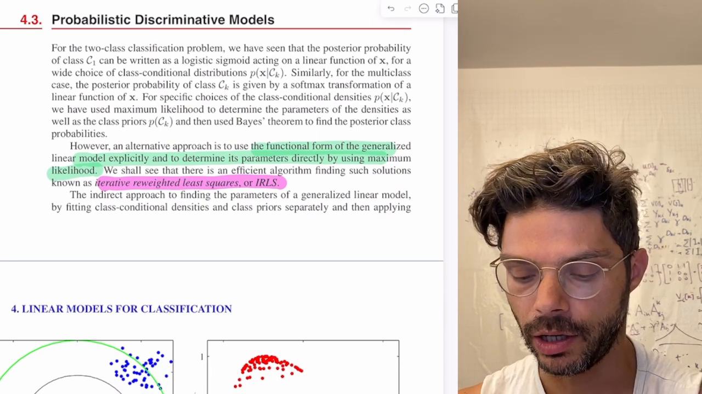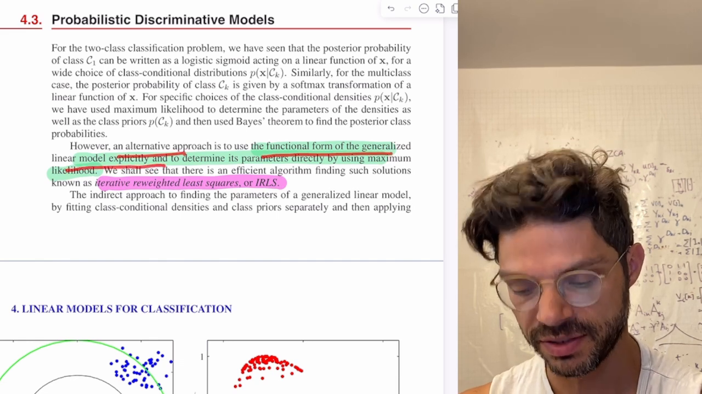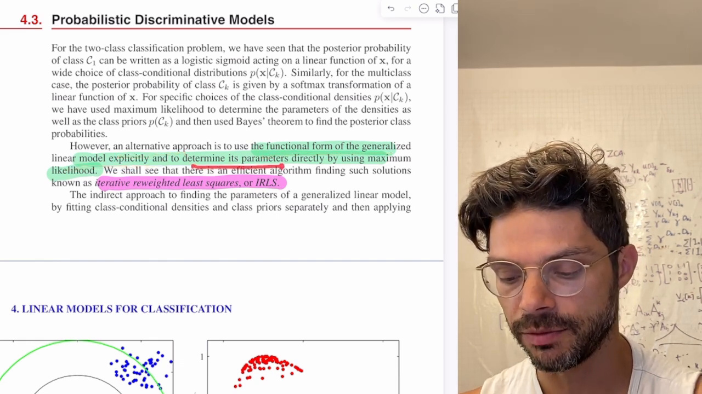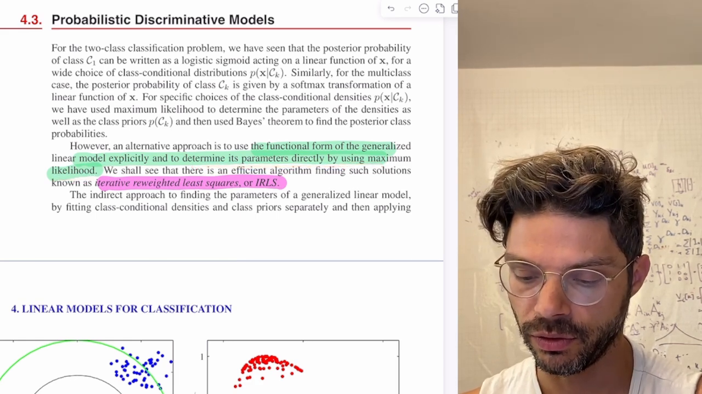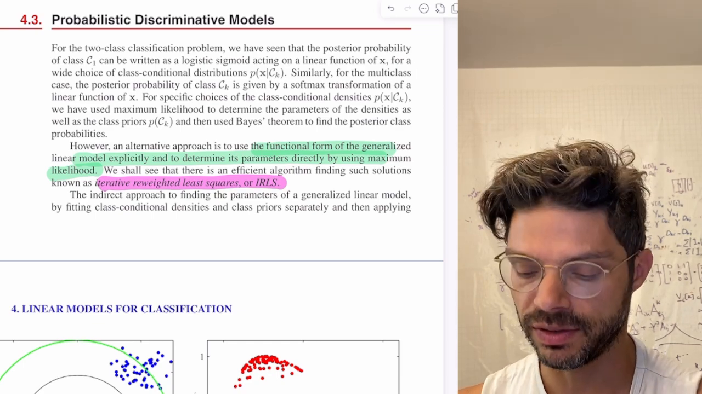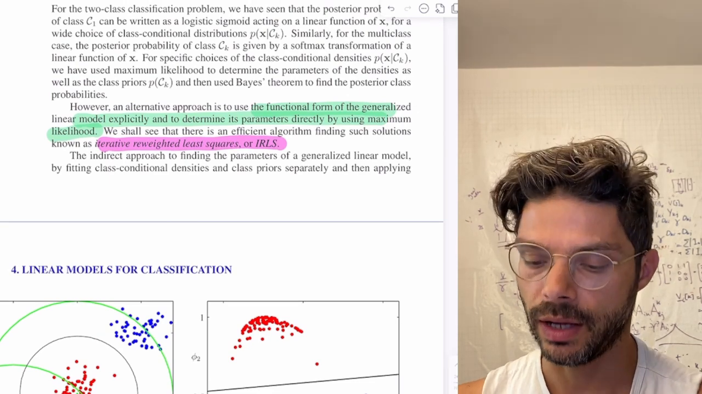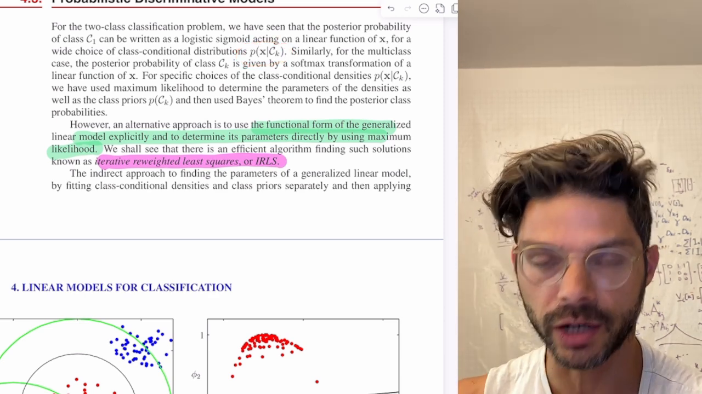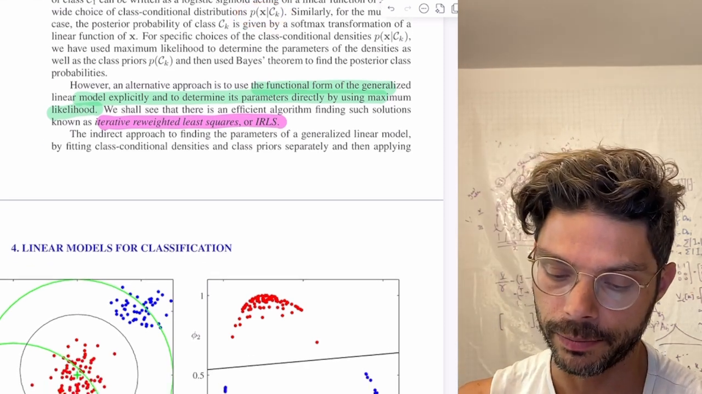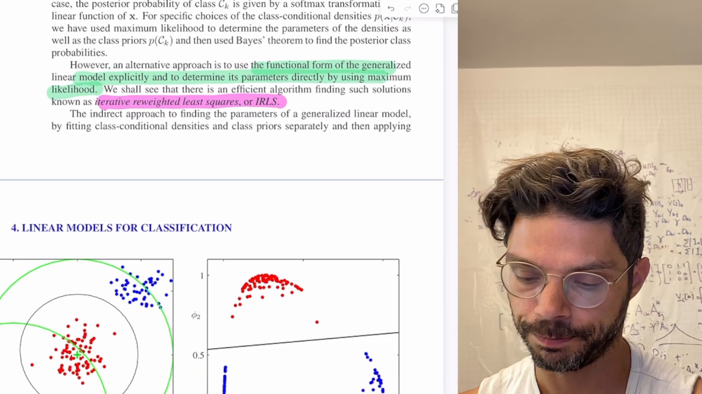Now, however, an alternative approach is to use the functional form of the generalized linear model explicitly and to determine its parameters directly by using maximum likelihood. So we're going to basically just skip the whole notion of modeling these class conditional distributions and just model the posterior distributions that we care about. And we'll see there's an efficient algorithm for finding such solutions.